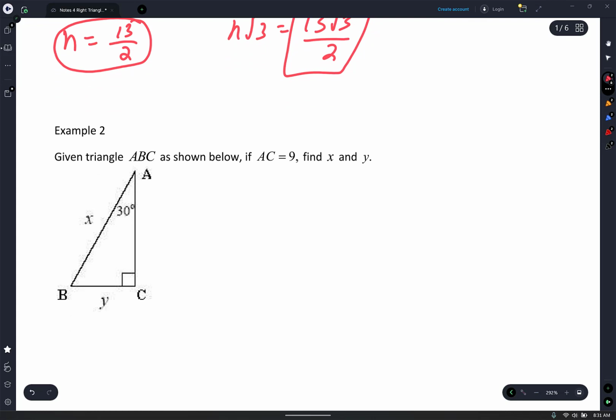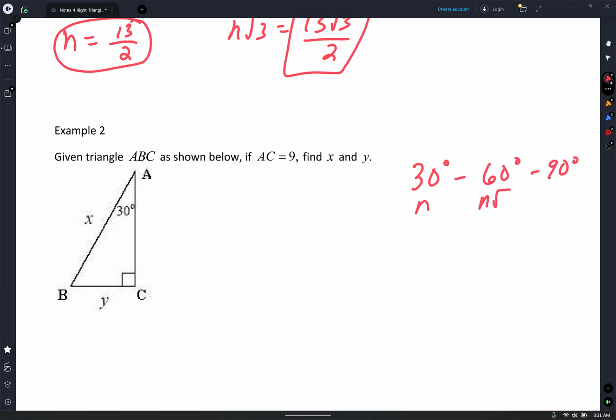Again, this is a 30, 60, 90 triangle, so I'm going to write 30, 60, 90, and n, n square root of 3, and 2n. It says, given triangle ABC shown below, if AC is 9, I'm going to put 9 there. Find X and Y. So 9 is a long leg, so I'm going to put the 9 down here, and I'm going to write n square root of 3 equals 9.